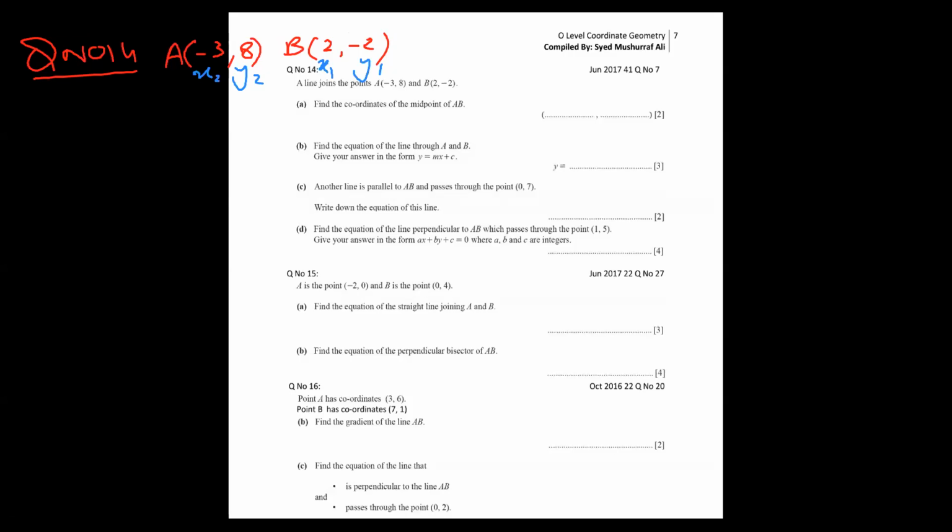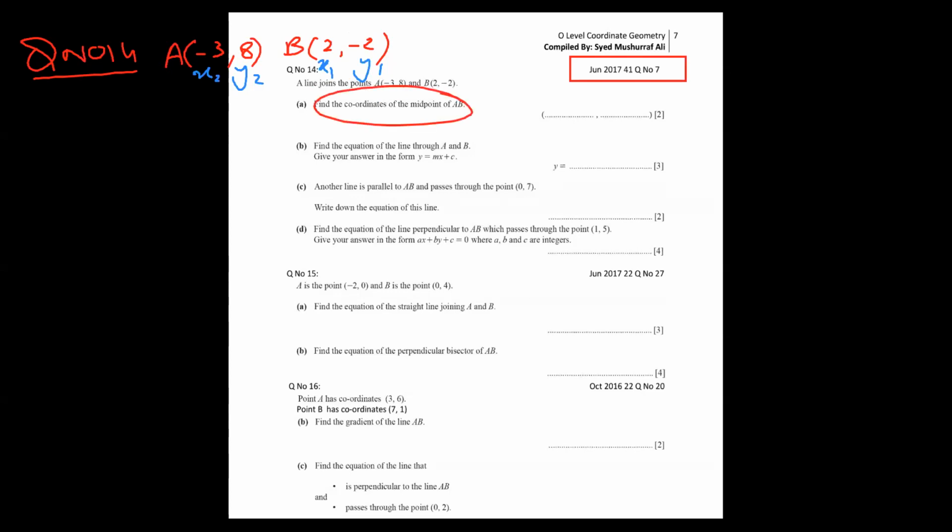Bismillah ar-Rahman ar-Rahim. This is October 2017 variant 41, question number 7. The topic is coordinate geometry, and this is worksheet question 14. Given A and B, I wrote in this order x1, y1, but students normally write x1, y1 here. I changed the order so I can prove that no effect comes on the answer.